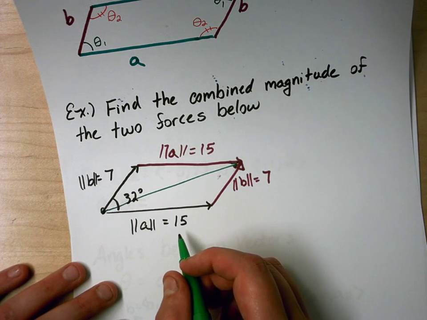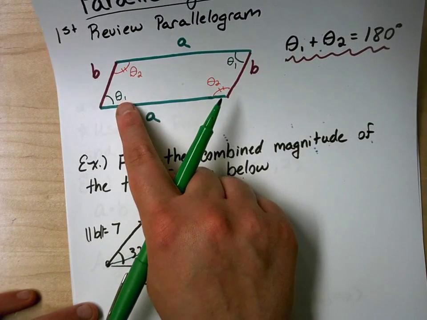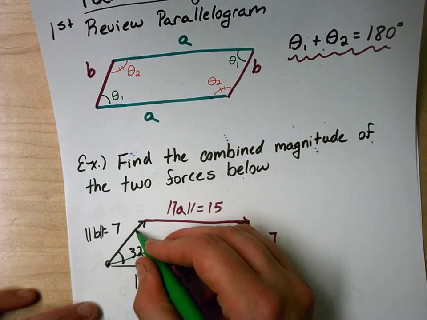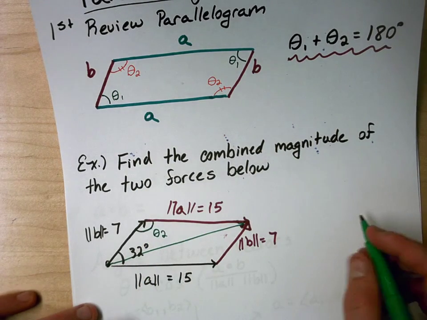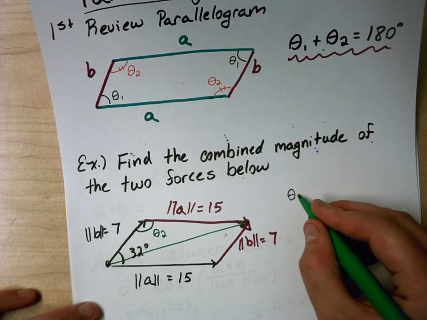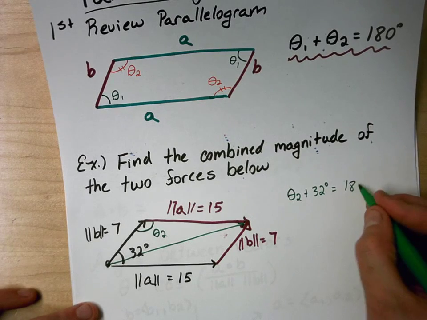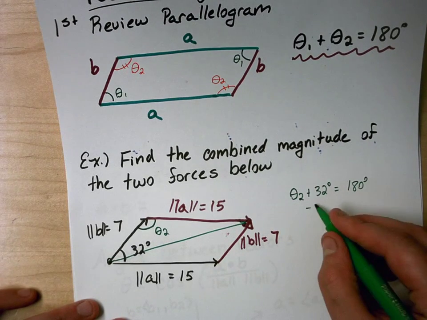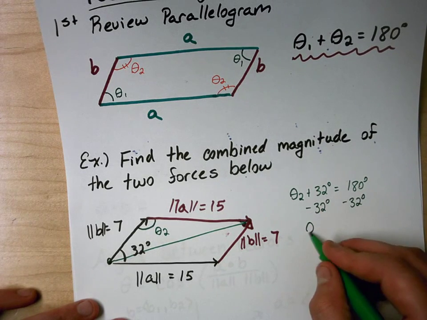But remember up here that I said that this angle plus this angle equals 180. So let's go ahead and call this angle theta 2. Right, so then theta 2 plus 32 degrees is going to give me 180 degrees. Subtract both sides by 32. I get that theta 2 equals 148.